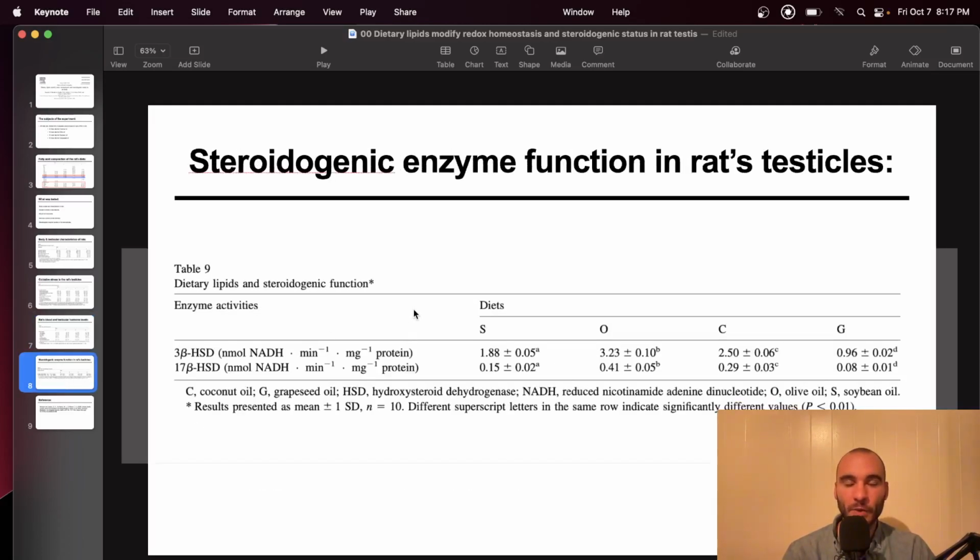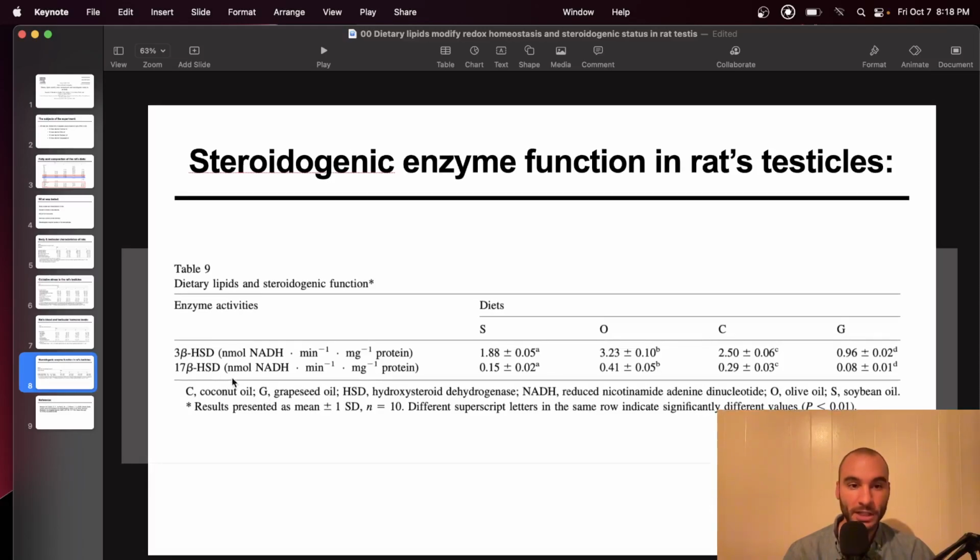So now what we're going to look at is, okay, how are the enzymes in the testicles functioning in terms of steroid production? We have two enzymes here: 3-beta-hydroxysteroid dehydrogenase and 17-beta-hydroxysteroid dehydrogenase. Now, 3-beta-hydroxysteroid dehydrogenase is the enzyme that converts DHEA to androstenedione, androstenediol to testosterone, androstenedienol to androstenedienone, and then pregnenolone to progesterone. So this enzyme is extremely important for the conversion of upstream hormones into testosterone and other hormones as well.